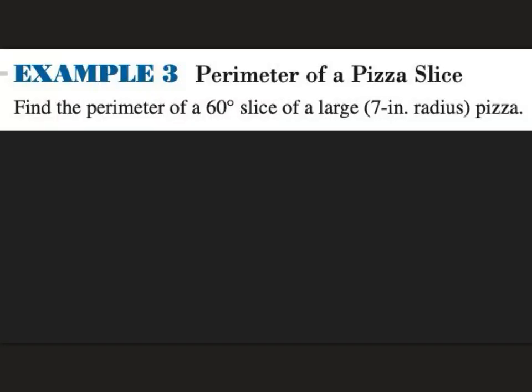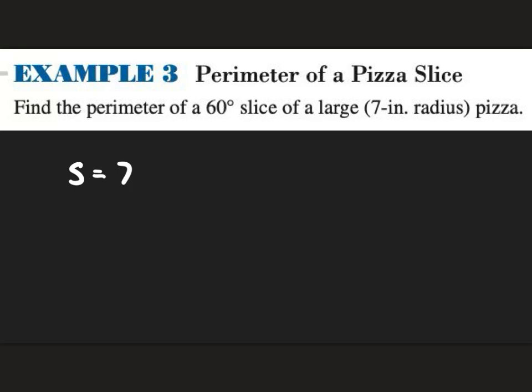Okay, perimeter of a pizza slice. Perimeter is called circumference when we're dealing with circles. Find the perimeter of a 60-degree slice of a large 7-inch radius pizza. So we were given S equals R times theta. So the arc length equals R, which is 7.